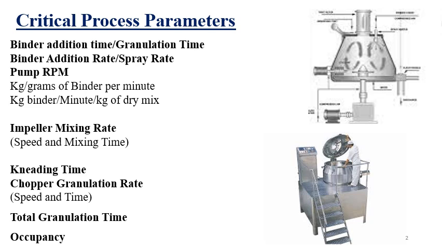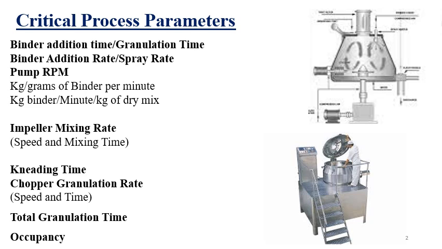Critical process parameters of the RMG are binder addition rate and time, then impeller mixing rate, kneading rate, total granulation time, and occupancy. Binder addition time, that is also called as granulation time or binder addition rate. So the binder may be added by pump or it may be spread onto the dry mix material. So binder addition time and binder addition rate, these are the important terms.